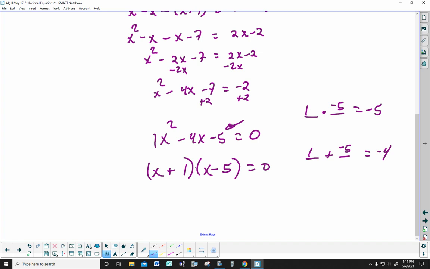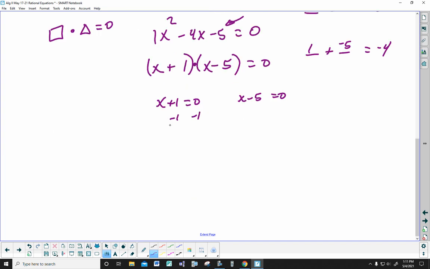Okay? Now, because it's a product and it equals 0, it's something times something equals 0. One of those two things has to be 0. So you're setting these things equal to 0 and solving them. So subtract the 1, x equals negative 1, add the 5, x equals 5. So those are your two answers.